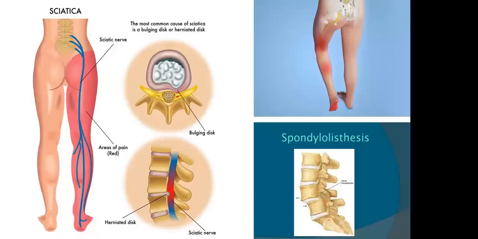Here we have the diagram. We can see the diagram of sciatica, and we can see where the pain is starting, where the nerves are, and the area where the person will be feeling the pain. At the thigh, lower, just below the knee, and on the heels, the patient is going to feel the pain. We also have the diagram of spondylolisthesis here. Next slide, please.